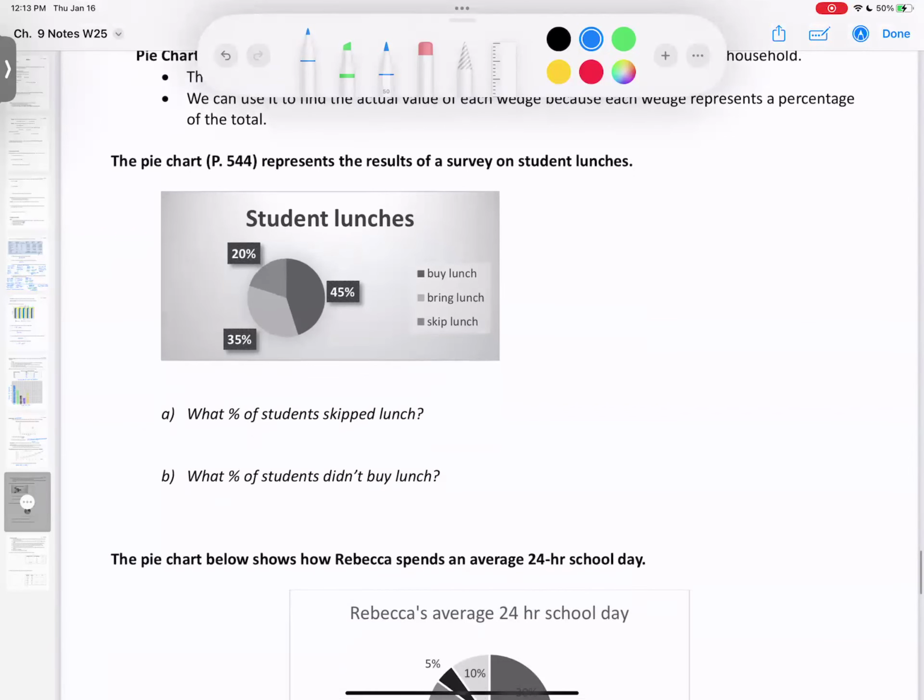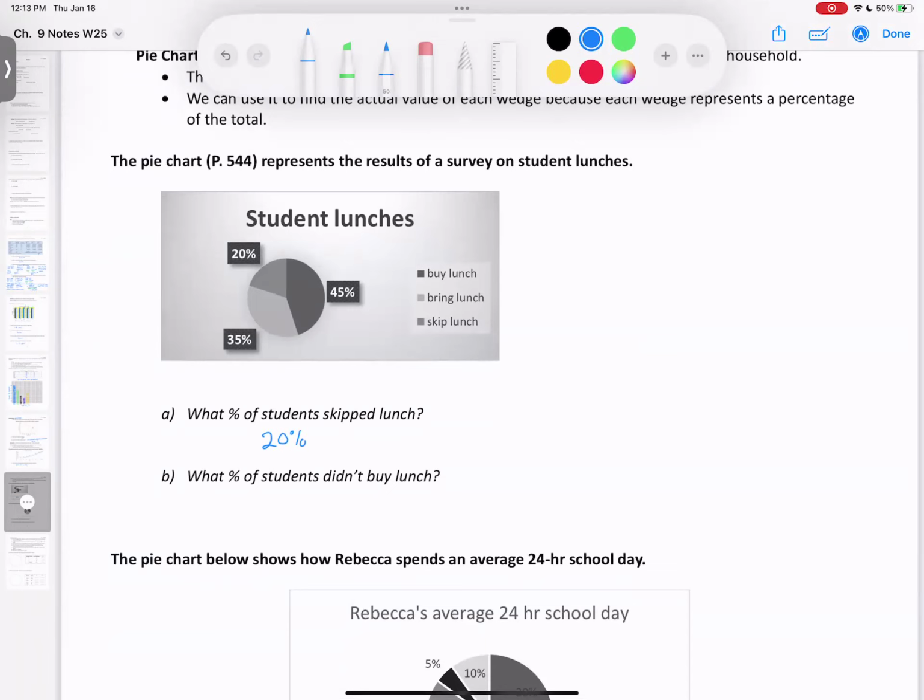Okay, so we've got this first pie chart here, which is student lunches, and we have three categories: students who buy lunch, bring lunch, and skip lunch. So if we were trying to figure out what percent of students skipped lunch, that's our medium gray, so that would be 20%. And what percent of students didn't buy lunch?